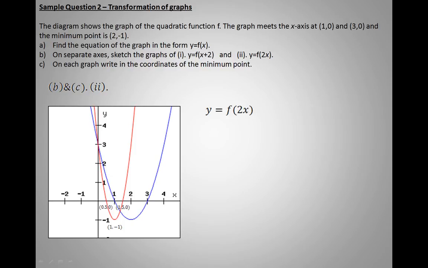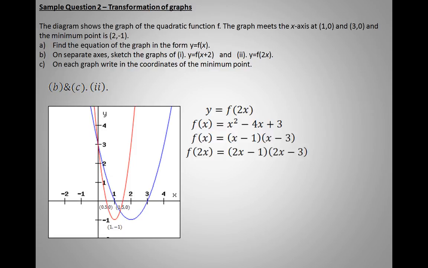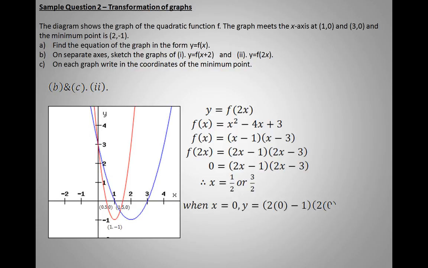An alternative way to find the new crossing points is to substitute 2x for x in the equation. In this case, I will substitute into the factorized form. Setting the equation equal to 0, I find that the roots are a half and 1.5. To find the y-axis cross, I substitute 0 for x in my new factorized equation and end up with y equals 3.